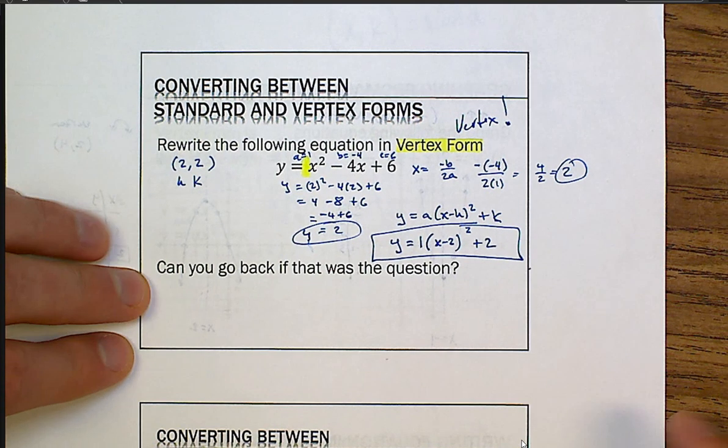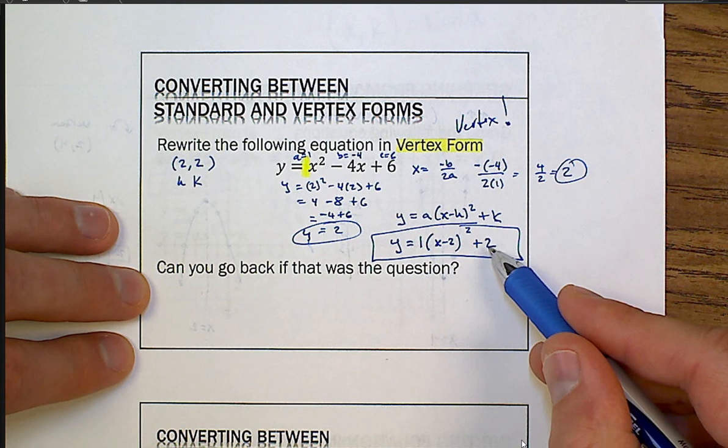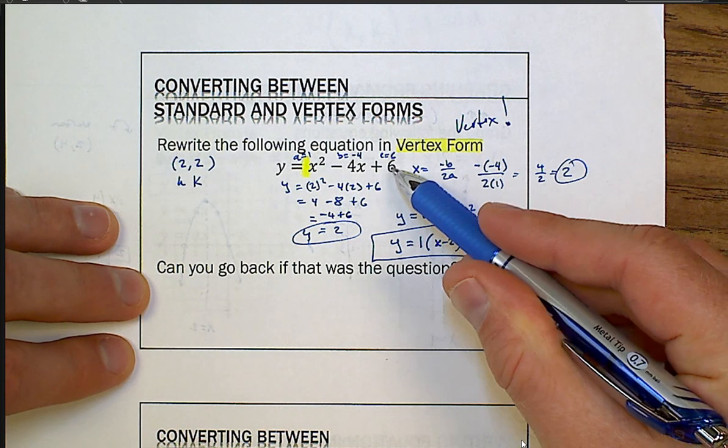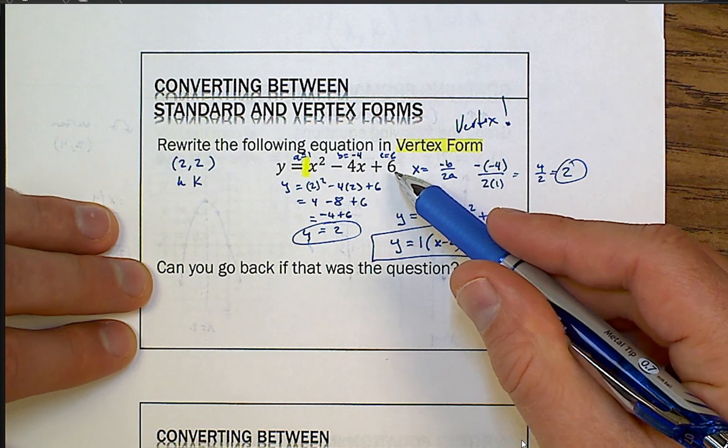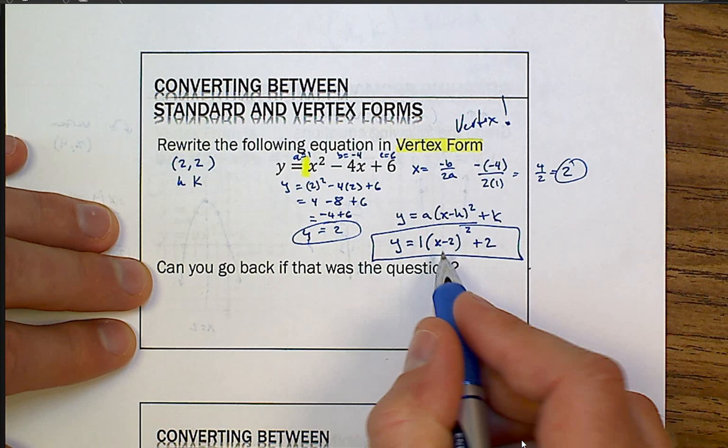The bottom part of the slide asks, can you go back if that was the question? Meaning, can you take this answer and turn it back into standard form? The answer to that question is, of course. What you would do is just multiply this out, right?